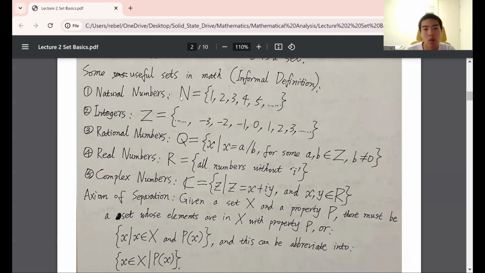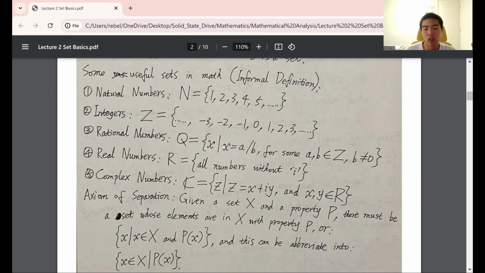So the natural numbers, usually denoted by capital N, are 1, 2, 3, 4, 5, up to 100, 1,000, 1 million, 1 billion, and on to infinity. And the integers are just the natural numbers with 0 added and also the negatives of them. So it goes from negative infinity to positive infinity.